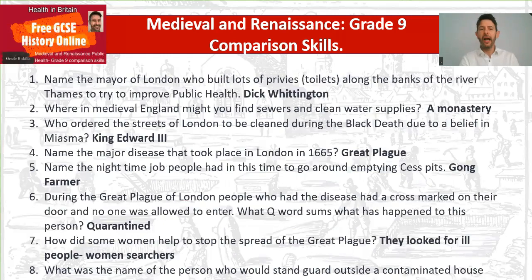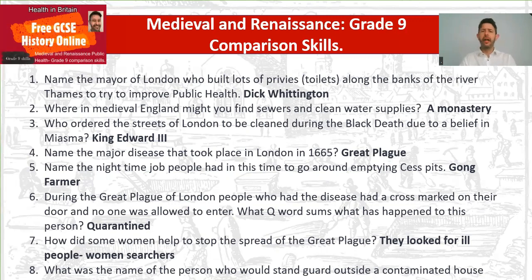So here we are then, the answers. Firstly, who was the famous mayor of London who built privies or toilets along the banks of the River Thames to improve public health? And it's not just a pantomime character, it is a real person. Dick Whittington built those, so a really easy one to remember. Building privies to improve the public health of the town. Obviously, it did make the river stink a little bit, but it put waste out of the streets. So it was a proactive move in many ways.